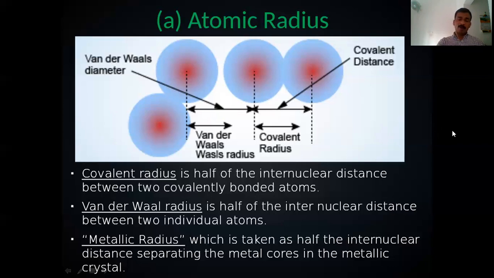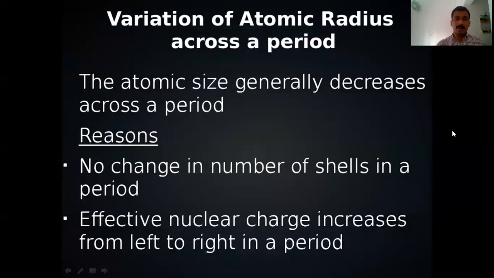Okay. Now, what is the variation of atomic radii along a period from left to right and down the group? That is our question. Variation of atomic radius across a period. The atomic size generally decreases across a period. Atomic size or atomic radius decreases as we move from left to right in a period. What are the reasons for that? No change in number of shells in a period. For example, consider the second period: lithium, beryllium, boron, carbon, nitrogen, oxygen, fluorine, and neon.